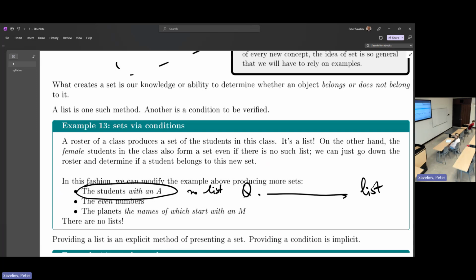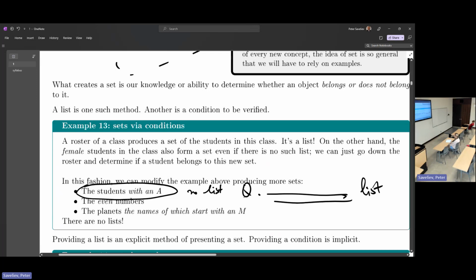Divisible by 2. So I'm saying, well, let's pick all the numbers that are divisible by 2. And you describe all of them, but you don't have a list. Okay, so you describe, once again, the third one, description of planets that start with an M. Once again, it is a condition, but we don't have a list. You have to work then to actually produce that list if it is at all possible.